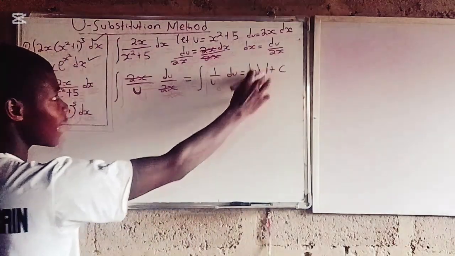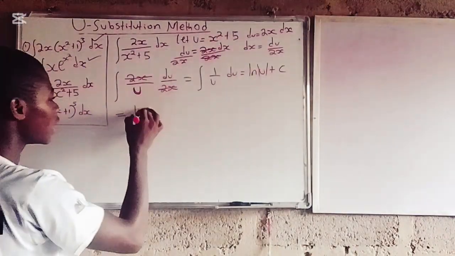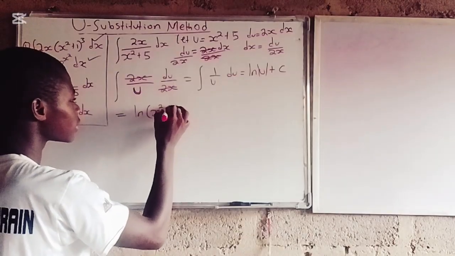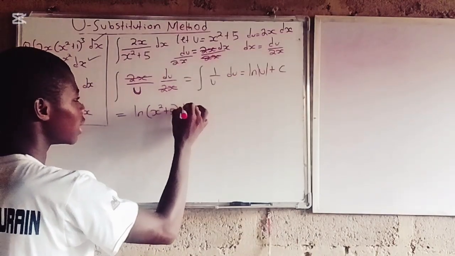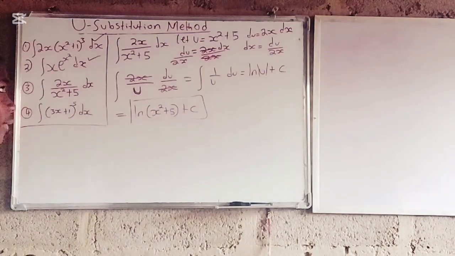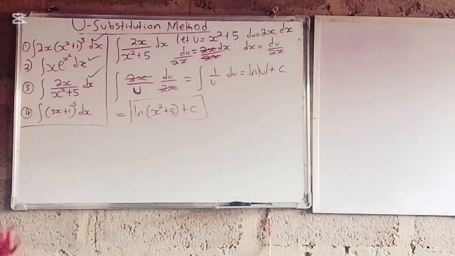So we all know that the value of u is this. At the end, the final solution to this question will now be ln of x squared plus 5 plus constant of integration. So this is the end of this third question. So let's see the fourth question.